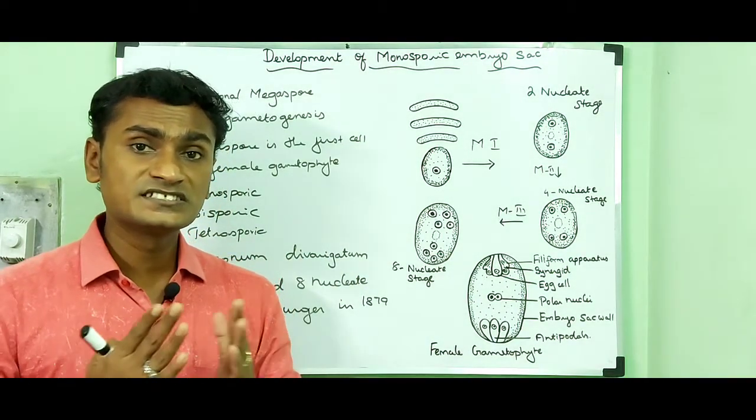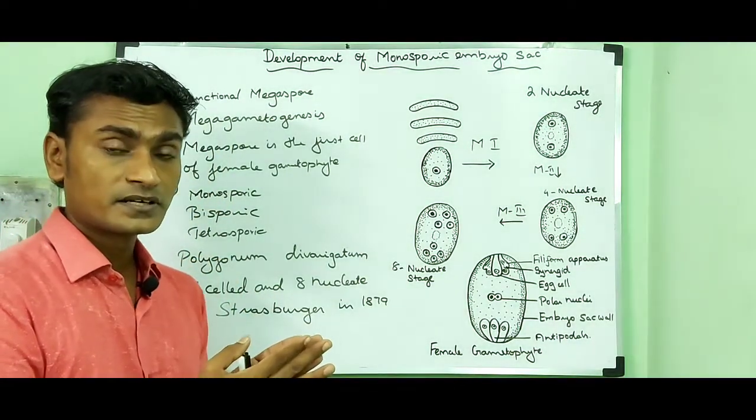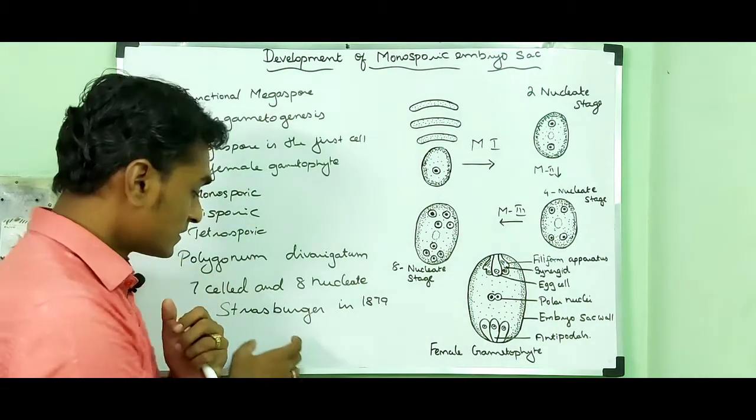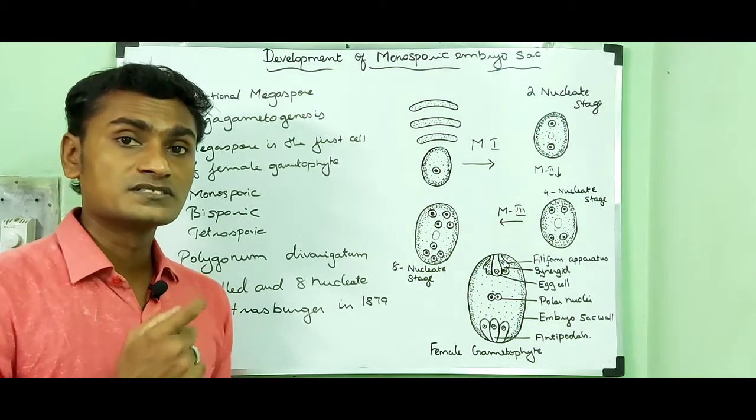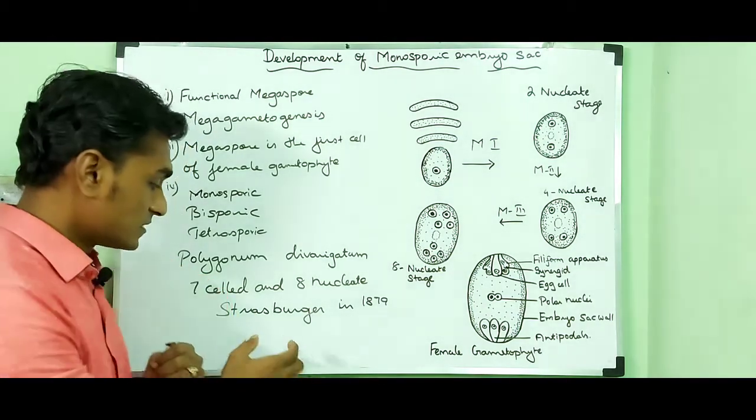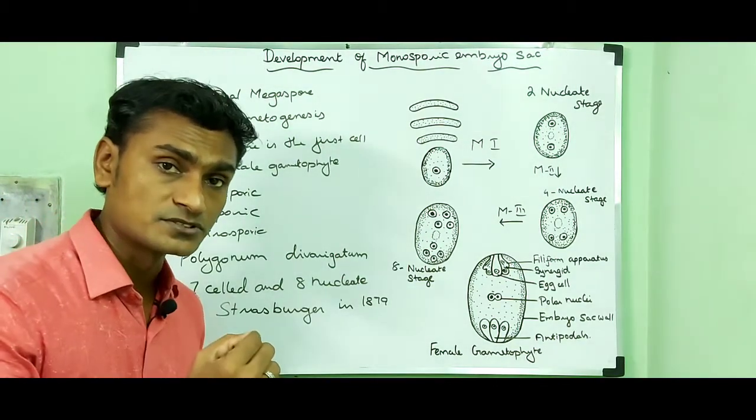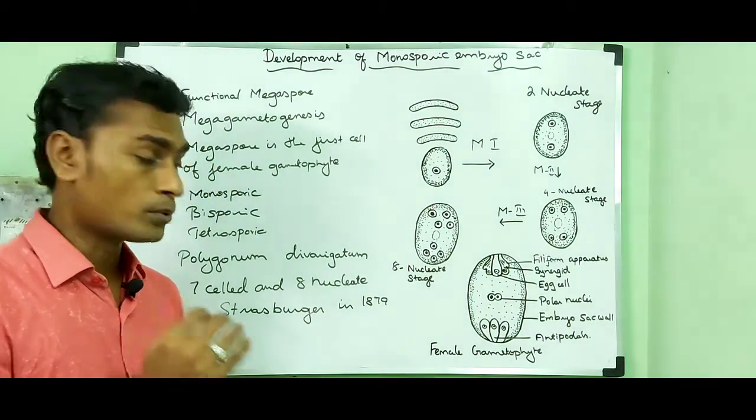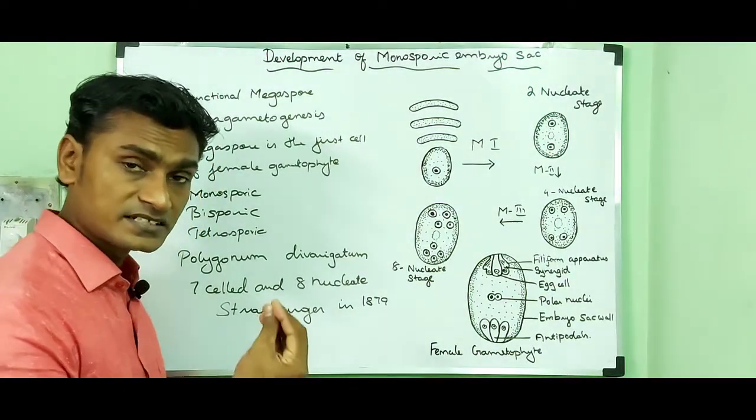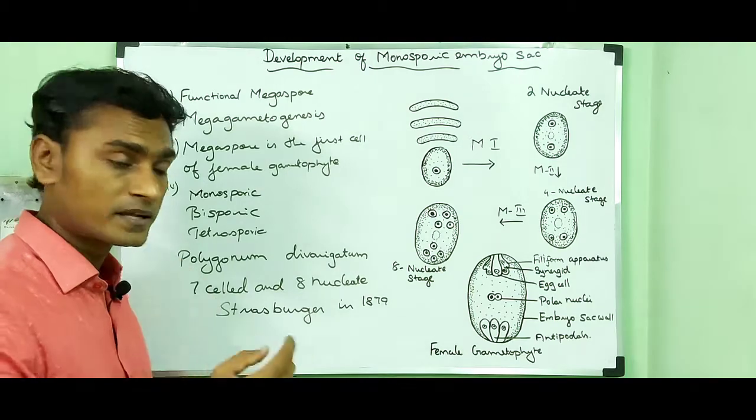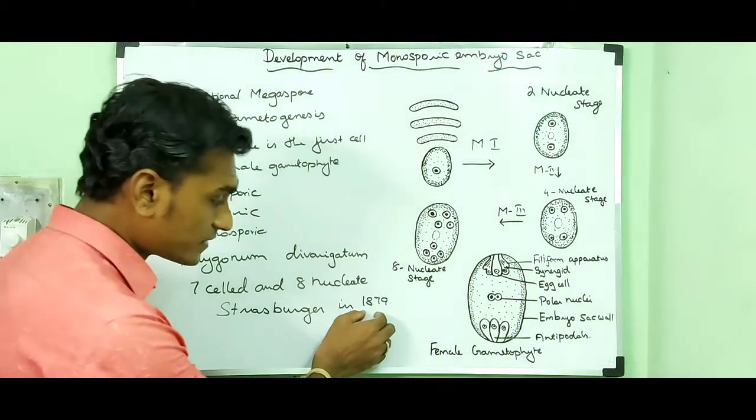The term synergid was proposed by Strasburger. The Strasburger தான் என்ன பண்ணாருன்னா, I forgot to tell that information. The Strasburger only described the development of female gametophyte. சரிங்களா? This Strasburger only described the development of female gametophyte in Polygonum plant, in Polygonum divaricatum. சரிங்களா? இந்த Strasburger தான் என்ன பண்ணாரு? இதை டிஸ்கிரைப் பண்ணாரு, development of female gametophyte. எந்த பிளான்ட்ல? Polygonum divaricatum அப்படிங்கிற பிளான்ட்ல டிஸ்கிரைப் பண்ணாரு in 1879.